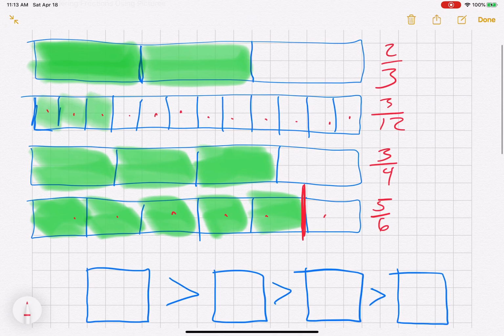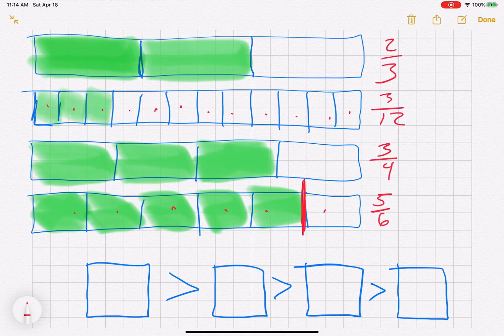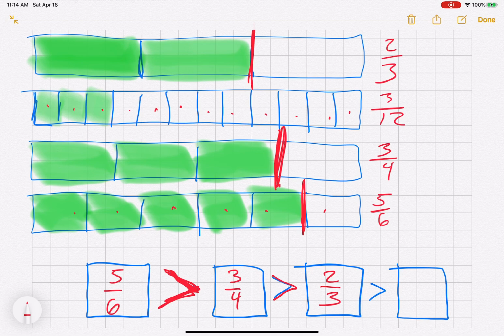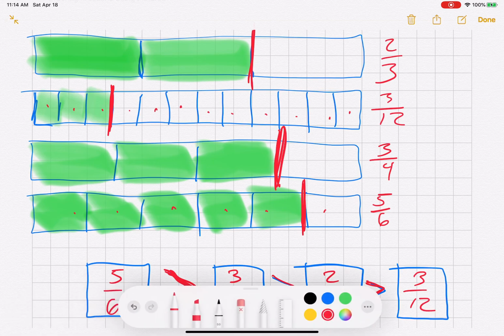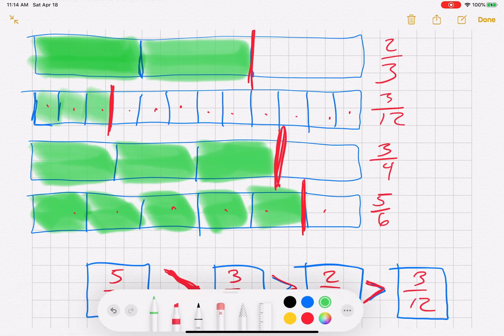So if I was going to write these in order from the largest one to the smallest one using our greater than symbol, I'd write 5/6 is greater than, and then the next one, if I just move over, this one obviously has a bigger shaded area, so that would be 3/4, and 3/4 would be greater than, and then the next one would be 2/3, and then the next one, 2/3 is greater than 3/12.